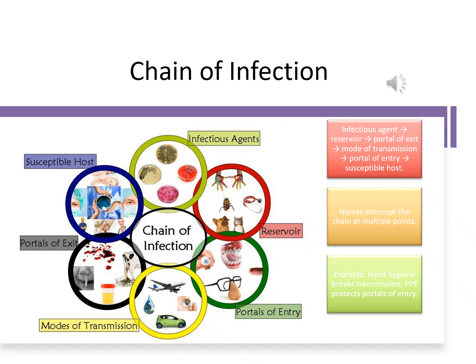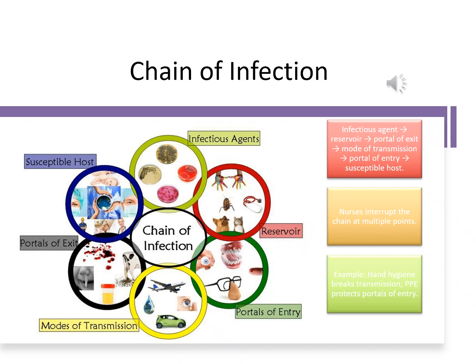The third link is the portal of exit. This is how the organism leaves the reservoir, and it's a little bit of how it can be transmitted. Maybe the organism leaves the original host through things like respiratory secretions, blood, urine, feces, or a wound. We can prevent this through proper coughing etiquette, covering your mouth so that the microorganism's not exiting and spreading through the air. Also use of PPE, so masks and gloves, or covering wounds if they have secretions leaving the body.